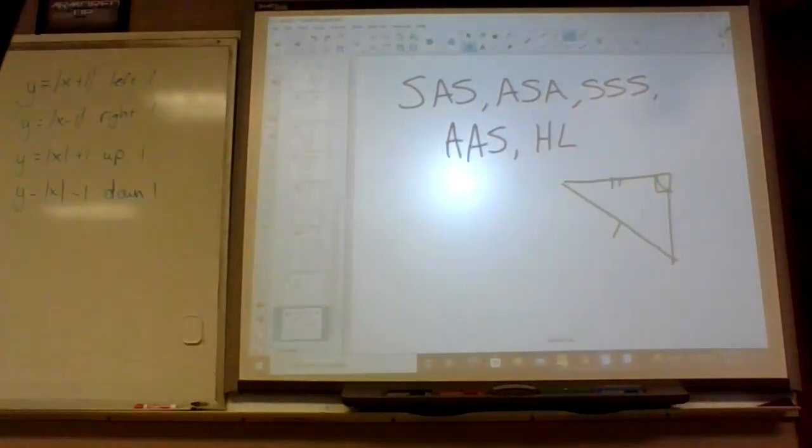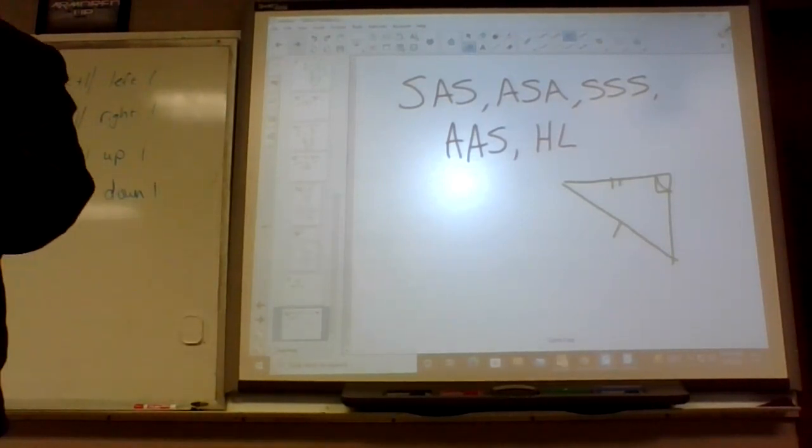Opposite sides of a parallelogram are parallel and congruent.